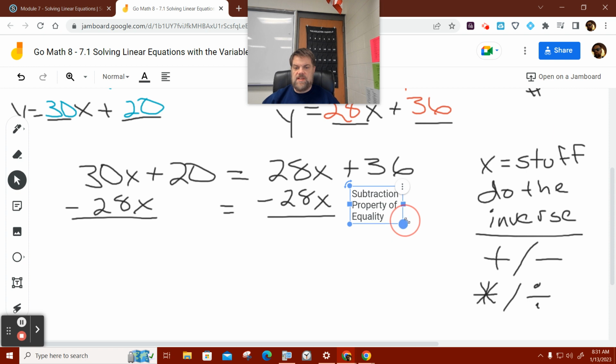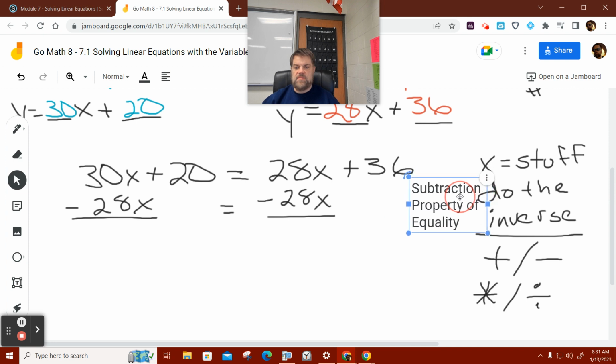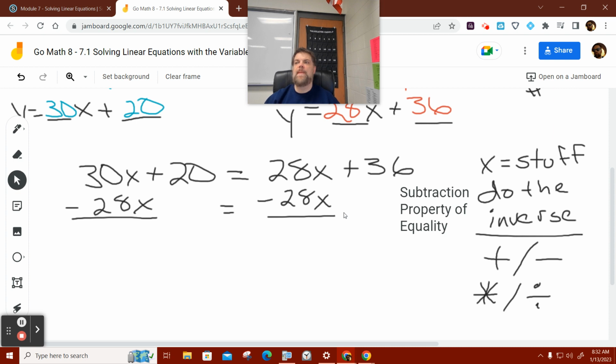So what I did is I said, okay, I'm going to subtract this from both sides. And the reason we call it equality is that negative 28x is equal to negative 28x, isn't it? Yeah. So that's called the subtraction property of equality. Now when I subtract that, what is 28x minus 28x? 0x. Do I need to write the 0 down? It could be 0x or 0. Both are correct, but I don't need to write it down. So these cancel, and this remains over here as 36.